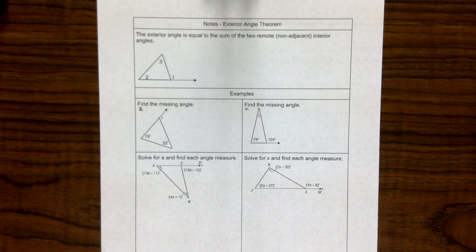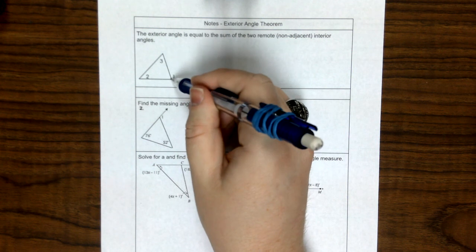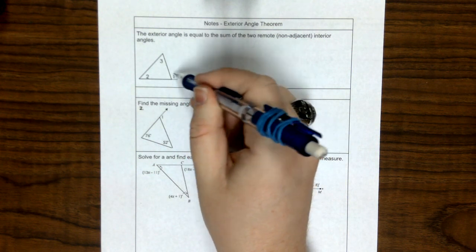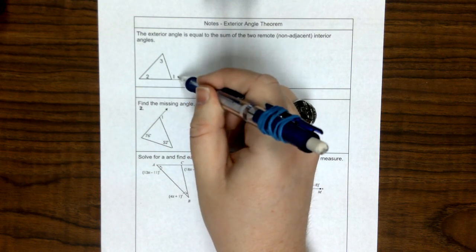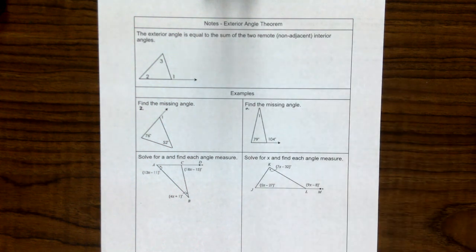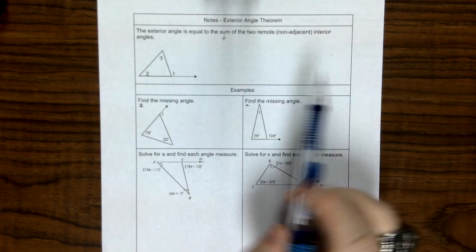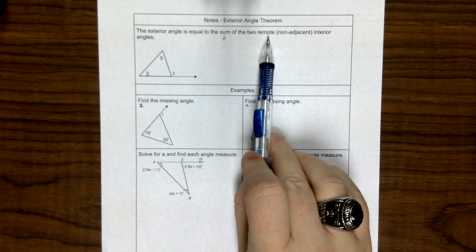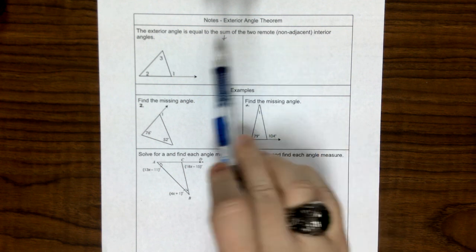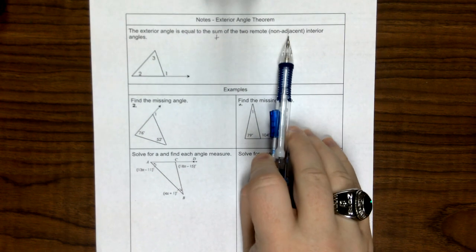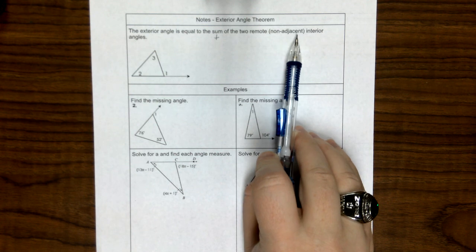So, in case you don't realize or know, an exterior angle is when you have a triangle and you just extend one side, and that forms the exterior angle. And that means it's outside of the triangle. So the exterior angle is equal to the sum, remember sum means to add, of the two remote interior angles. And I added in for you that remote means the non-adjacent.